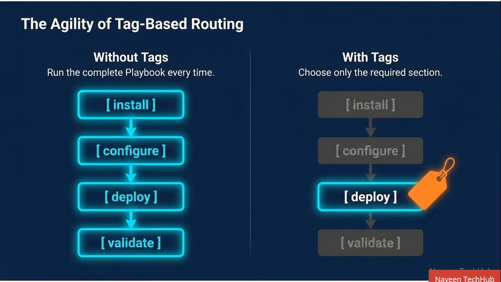Here is the key difference. Without tags, Ansible normally follows the complete playbook flow: install, configure, deploy, and validate. With tags, we can directly select only the section we need. For example, during a deployment, we can execute only the deploy-related tasks. This gives us much more flexibility and faster execution.